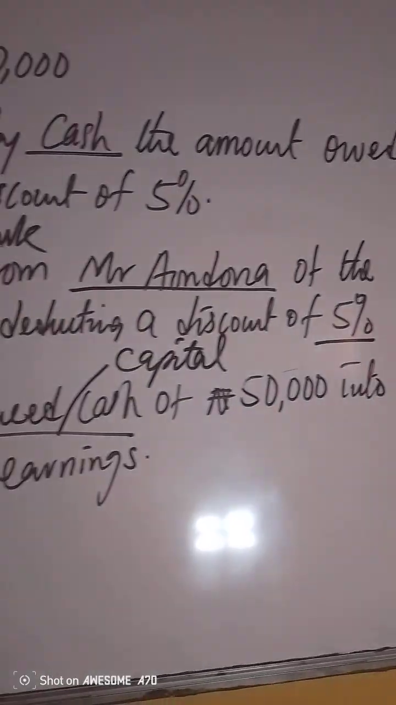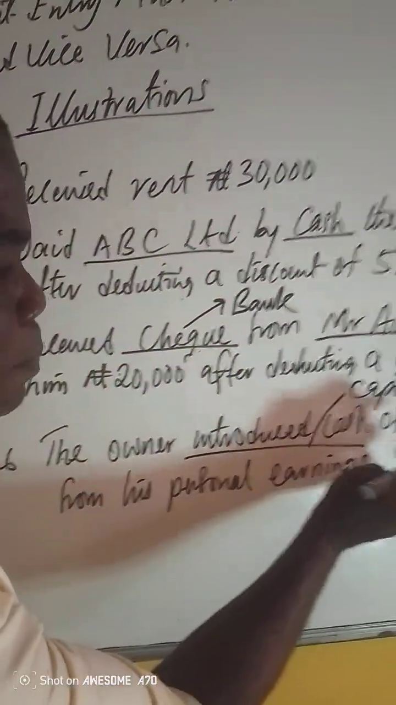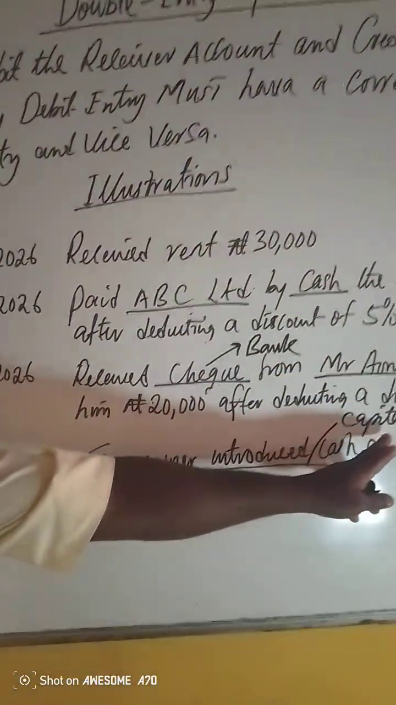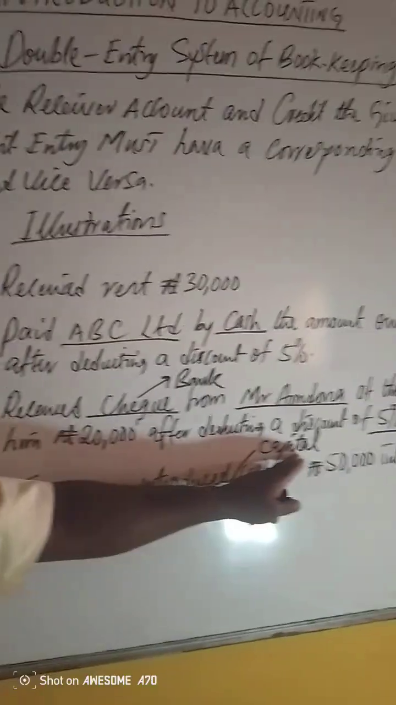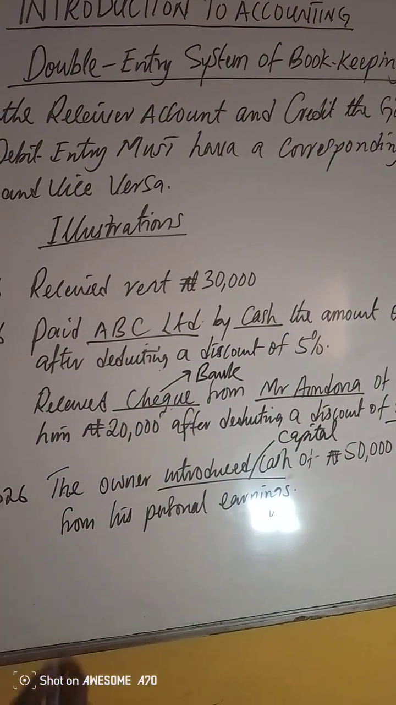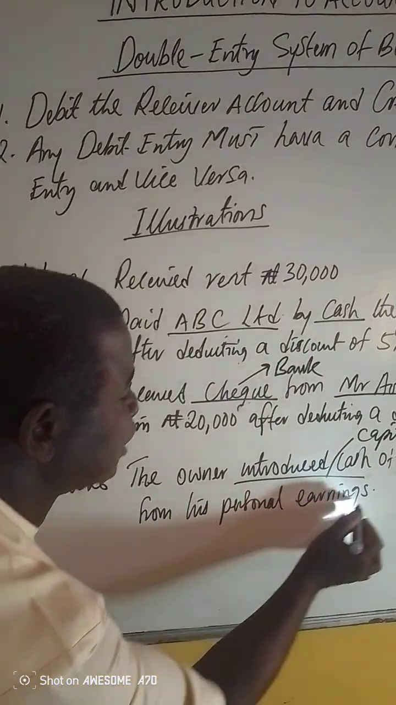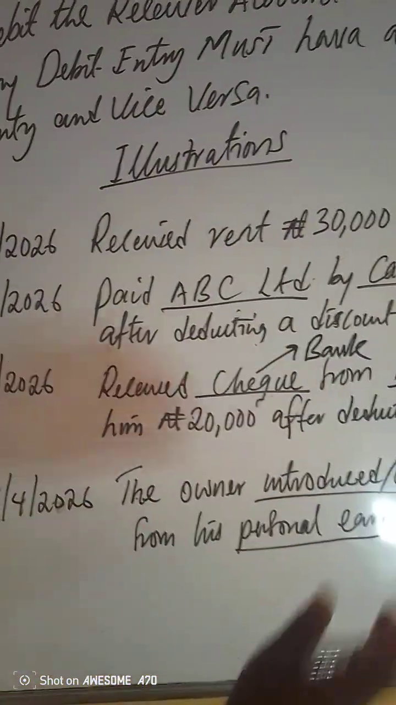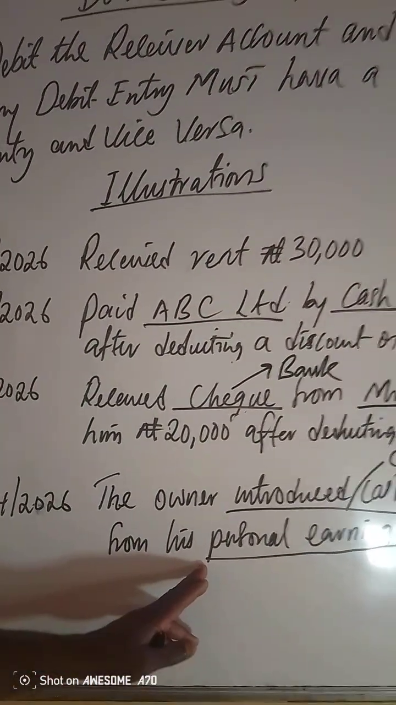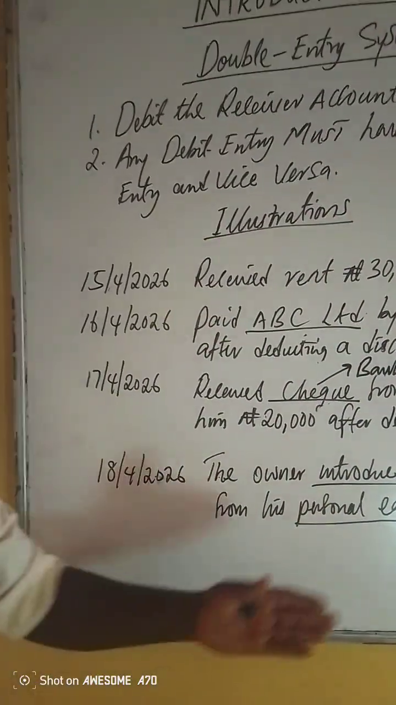And capital becomes the giver account. Then the receiver account is cash, because the business is receiving cash from the owner by way of capital. So capital will be credited as the giver account, while cash will be debited as the receiver account. Why are we talking of capital? Because the money is coming from the owner, from his personal earnings. It's the personal earning that makes us know that it's capital, because the owner is not borrowing money, rather he is taking money from his own earnings to put into the business. That's a scenario that we refer to as capital.